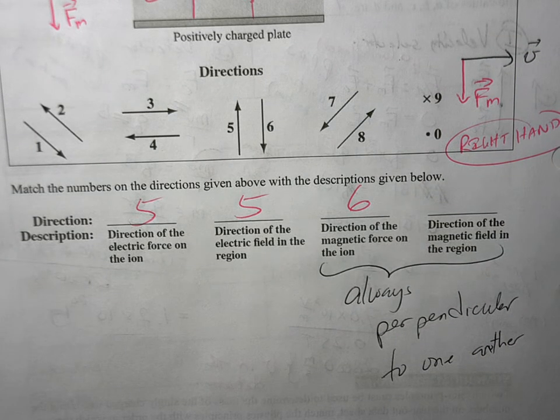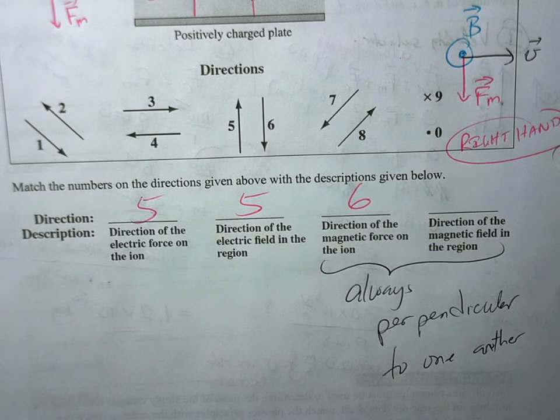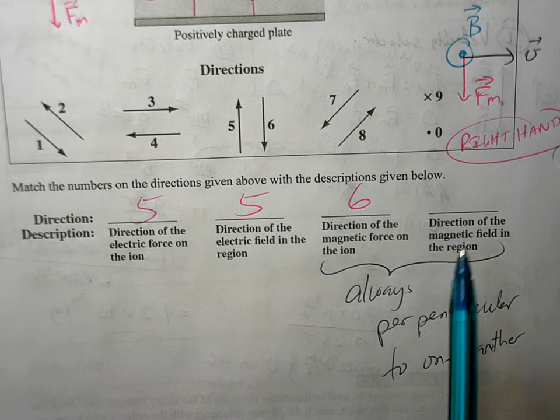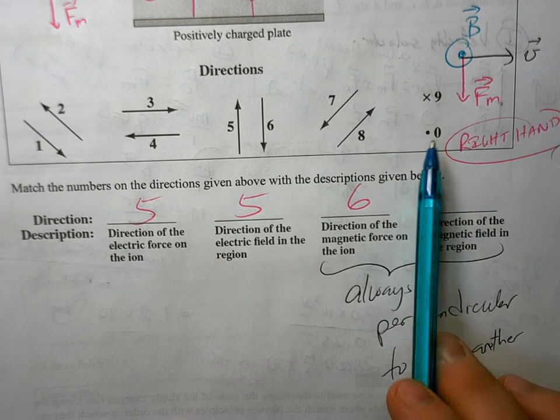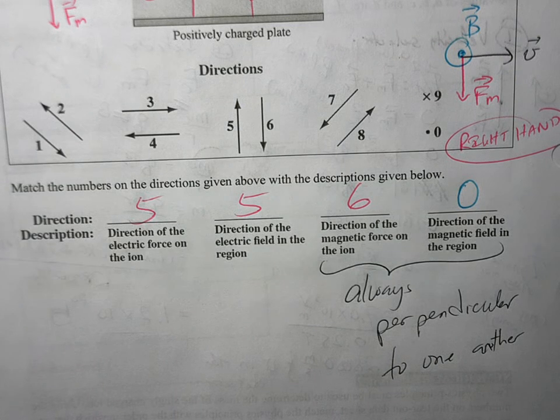Well, the only way to configure your hand in that fashion, to have your palm pointing down and your thumb pointing to the right, is if your fingers are coming out towards you, out of the page. So in this example here, we're going to say that the magnetic field is out of the page. Based on my direction prompts here, out of the page is a 0. So the last thing is we're going to get 0 for that direction. So the answer to this question for numerical response is 5560.